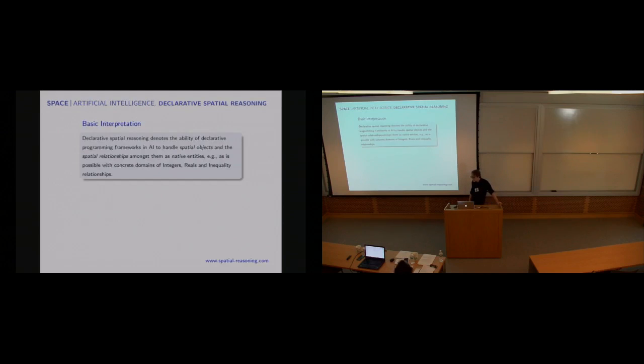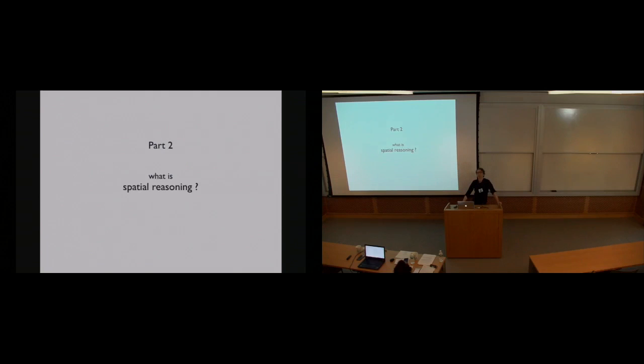Okay, so the basic interpretation. Declarative spatial reasoning denotes the ability of declarative programming frameworks in AI to handle spatial objects and the spatial relationships among them as native entities in the same way as has been handled with integers and reals and so on. So that's perhaps some driving motivation. Okay, so I'll just talk a little bit more about what I mean exactly by spatial reasoning.